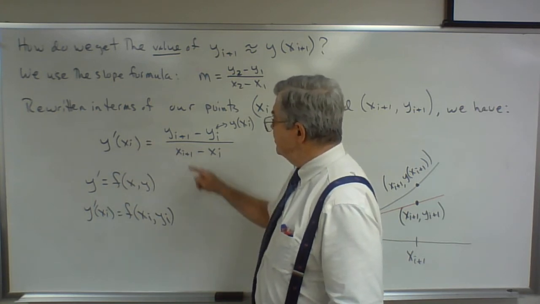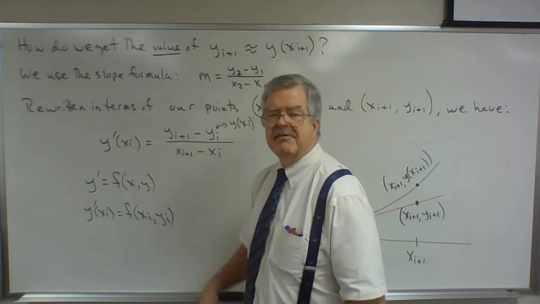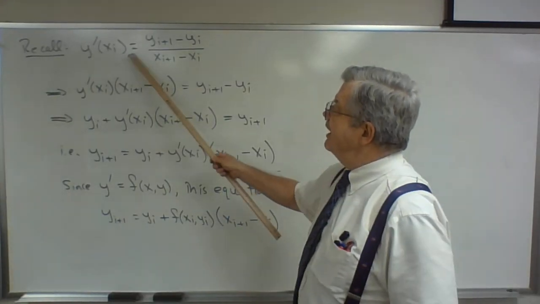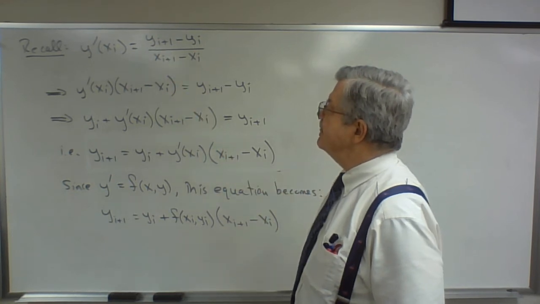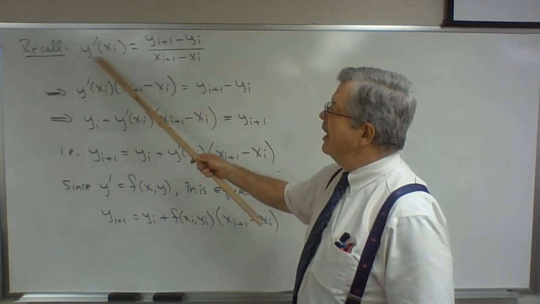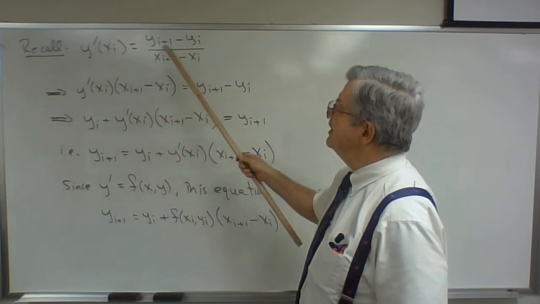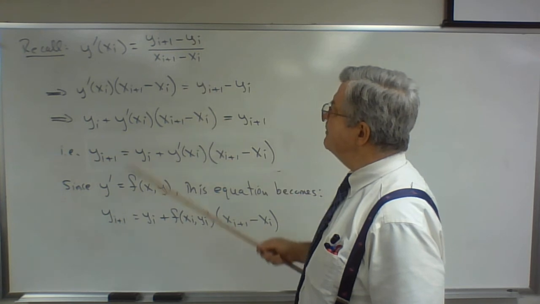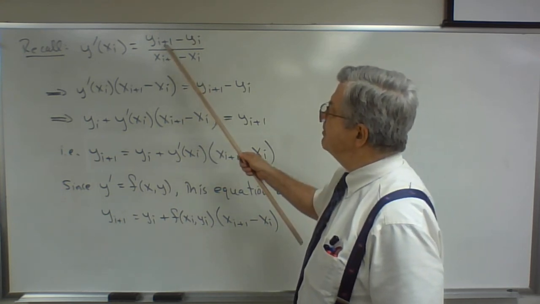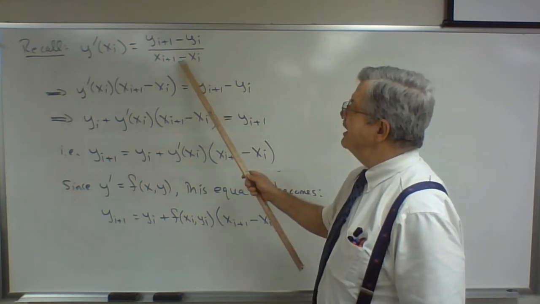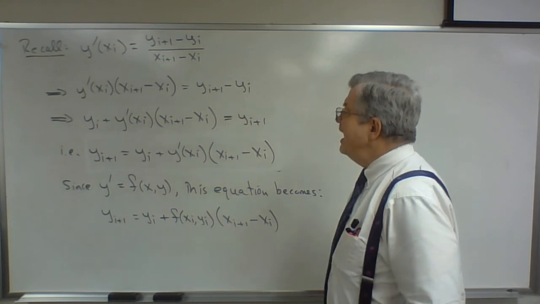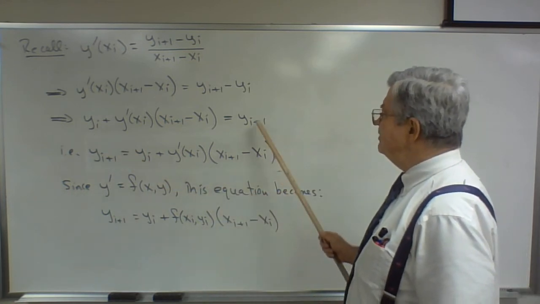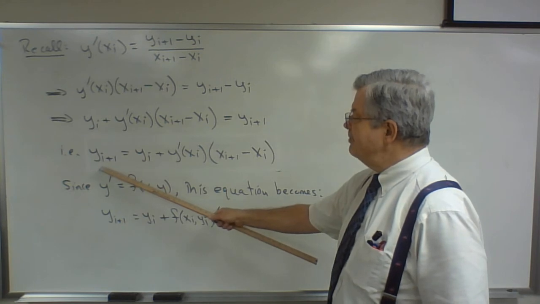The only unknown here is going to be y sub i plus 1, and we can solve for that. Recall that we're going to solve this equation for y sub i plus 1. And we have the slope, y prime evaluated at x sub i, equal to y sub i plus 1 minus y sub i over x sub i plus 1 minus x sub i. So we multiply both sides by the denominator. And then we move y sub i over to this side of the equation. And then we just switch sides of the equation to get y sub i plus 1 on the left.